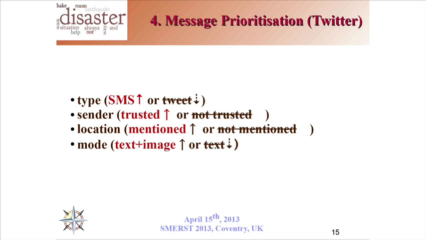Second, the sender depends on whether the sender is trusted or not trusted. Third, whether the tweet mentions a location, because location is very important for tracking a disaster. And mode, which means whether the tweet contains a link to any image, because images are more useful than text in understanding what the real situation is.